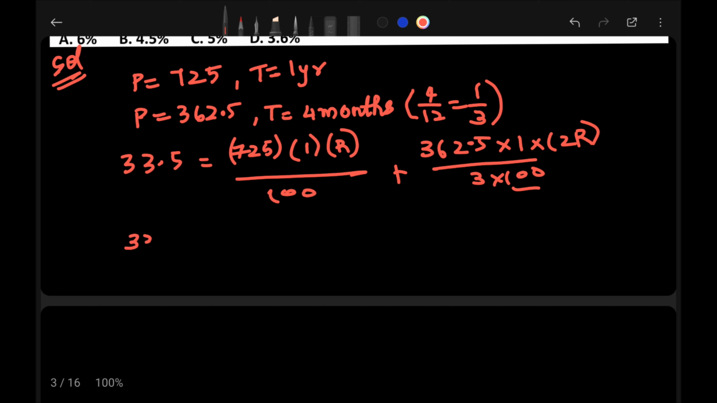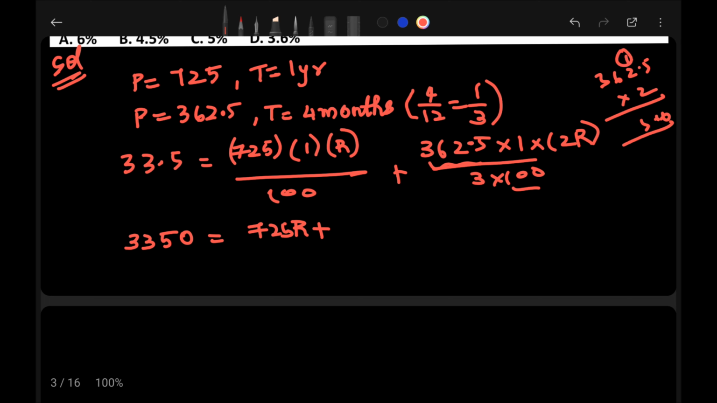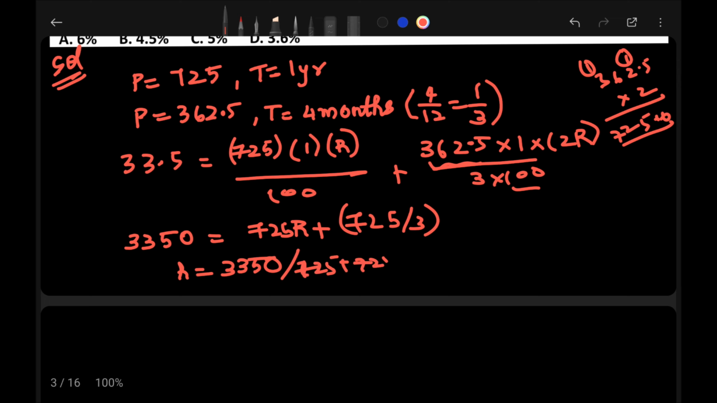It is going to be 3350 is equal to 725R plus how much? 362.5 into 2, how much is it going to yield? 2 2s are 4, 5, 6 2s are 12, 3 are 6, 725. Plus 725 by 3. Then here R is going to be 3350 by 725 plus 725 by 3.